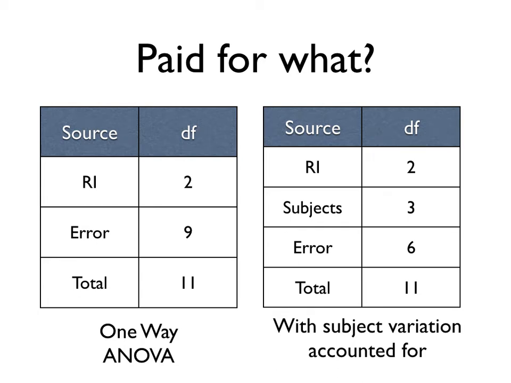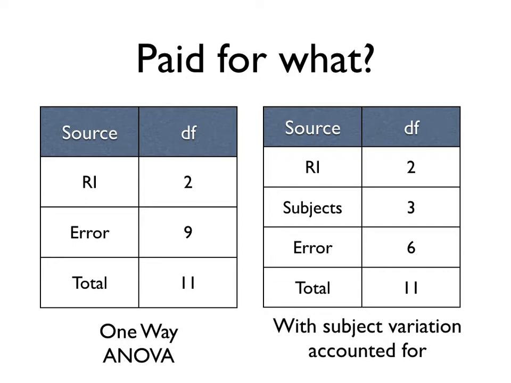So you can see this is what happens. Retention interval, that's what the independent variable is. We have, this is the old one-way ANOVA. We can analyze that one-way ANOVA, I guess, and we get something that looked like this. Retention interval, error, there's our total.